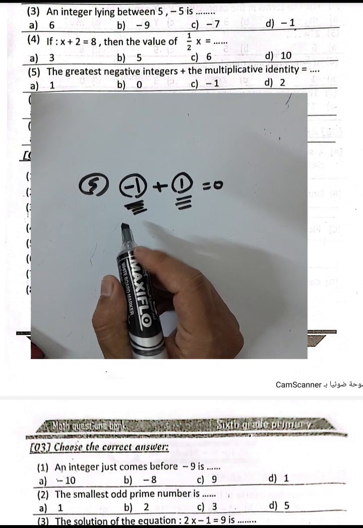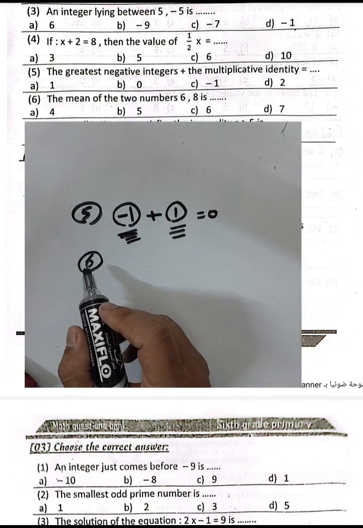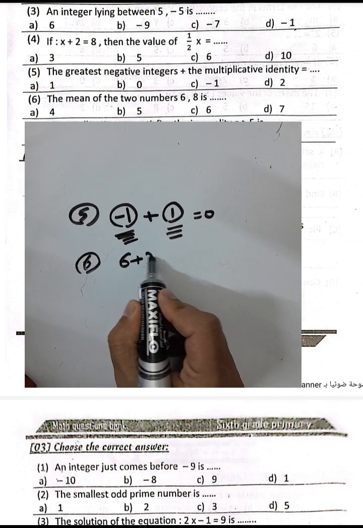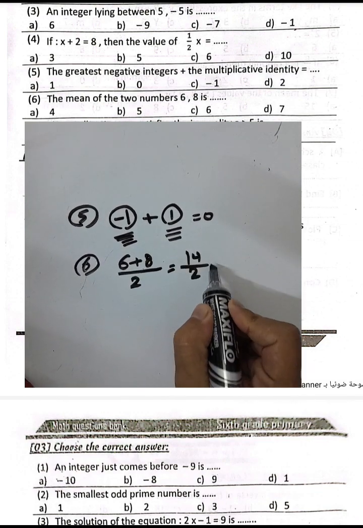Choose letter B. Question number 6. The mean of two numbers: we add 6 and 8 and divide by 2. 6 plus 8 equals 14. 14 divided by 2 equals 7.